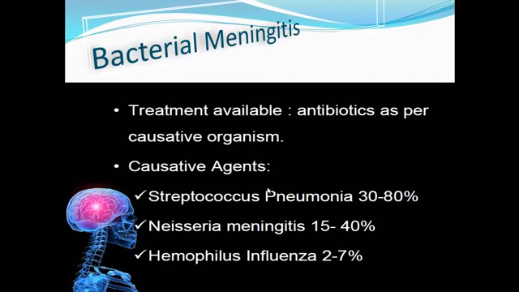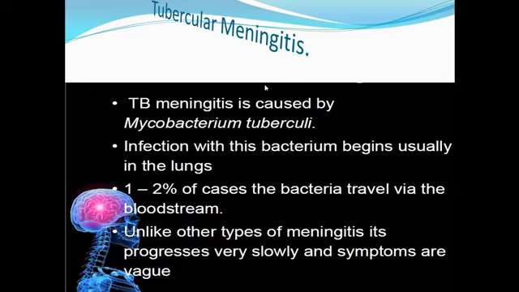So if you know the causative agents, and keep in mind that these agents may cause bacterial meningitis, we will search for clinical features on the basis of this kind of organism. Tubercular meningitis is caused by Mycobacterium tuberculosis. Infection with this bacterium usually begins in the lungs. In 1 to 2% of cases, the bacteria travel by the bloodstream. Unlike other types of meningitis, it progresses very slowly, and symptoms are subtle.